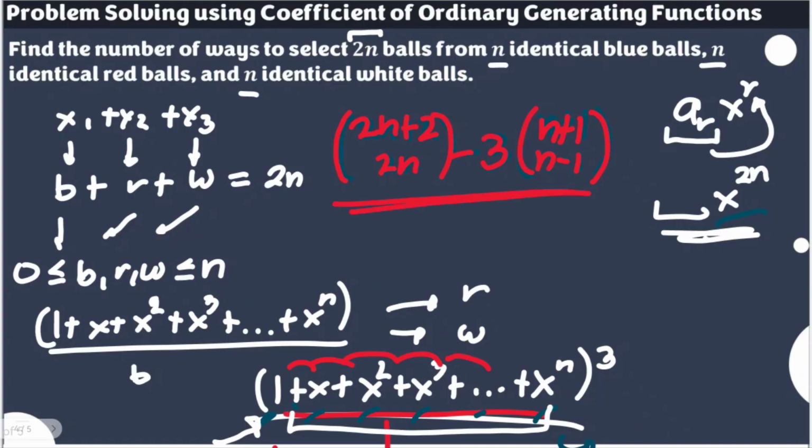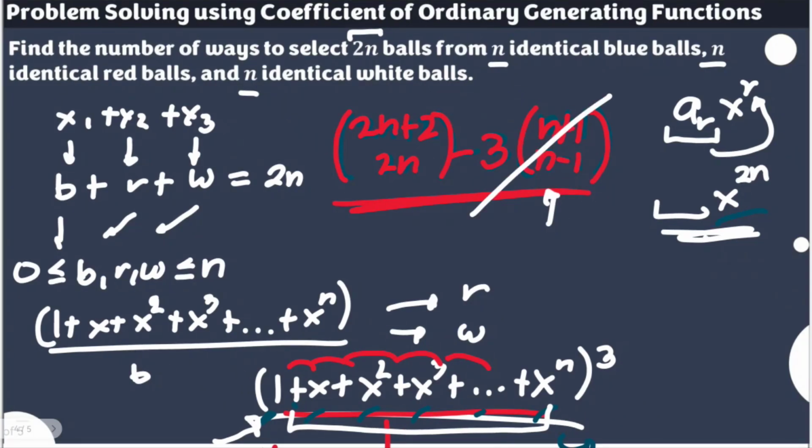This is the number of ways to select 2n balls from n identical blue balls, n identical red balls, and n identical white balls. But there are also some concerns here, because take note of this. We have n minus 1, and what if our n is actually 0? So this would become 0 minus 1, so we're going to cancel that one. So there is also another form for this.